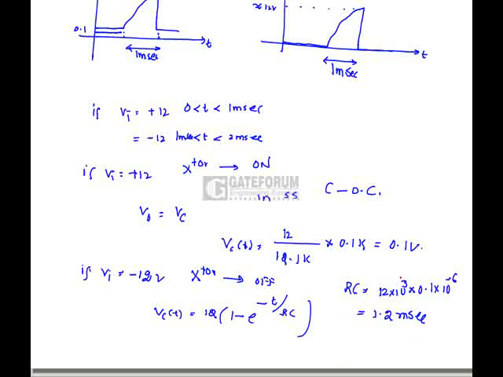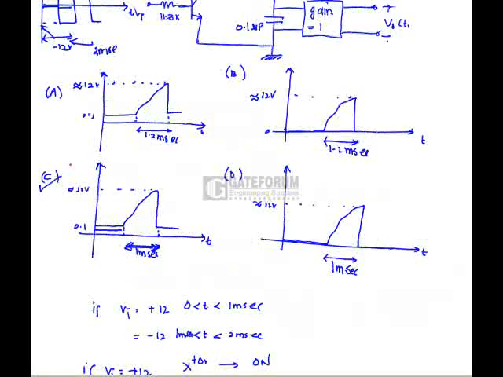But the duration of the input waveform having minus 12 volts is only 1 millisecond, while the time constant is 1.2 milliseconds, which means it needs more time to charge towards minus 12. So after 1 millisecond it's going to attain plus 12 again. When plus 12, the output is going to be 0.1 again. Hence the charging period of the output waveform is only for 1 millisecond, that is 1 to 2 milliseconds, hence the output waveform is C. Option C is correct.